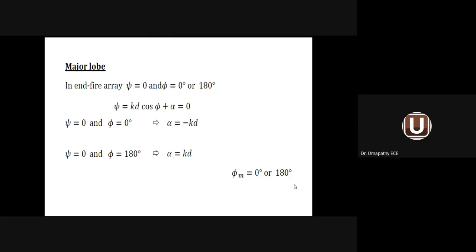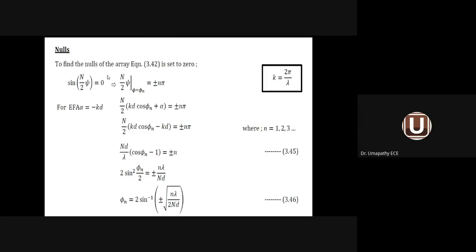In the case of the broadside array, amplitudes are equal and phases are equal. But here, equal amplitude and opposite phase. So we are getting the maximum point at 0 and 180. First parameter is over. Second parameter, null point.